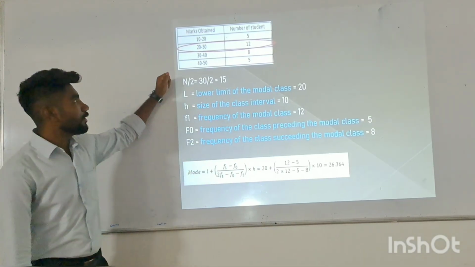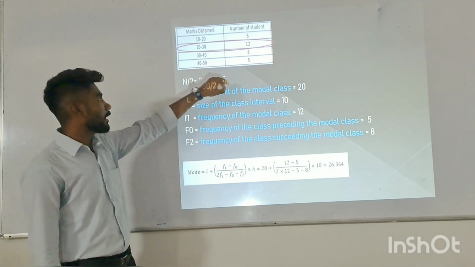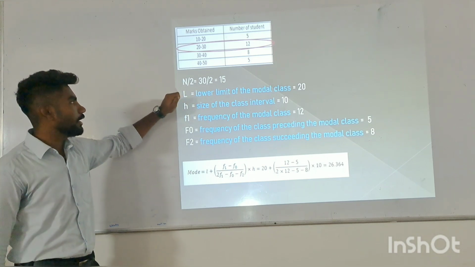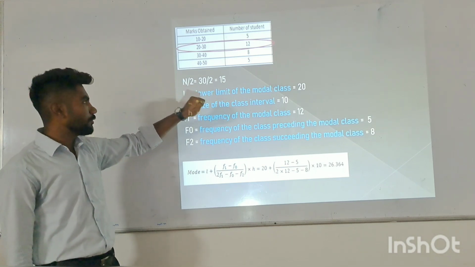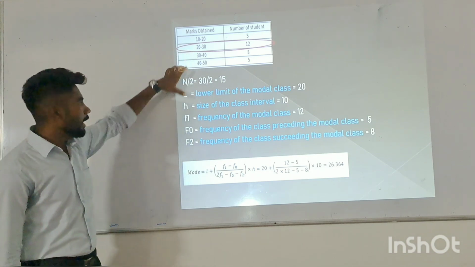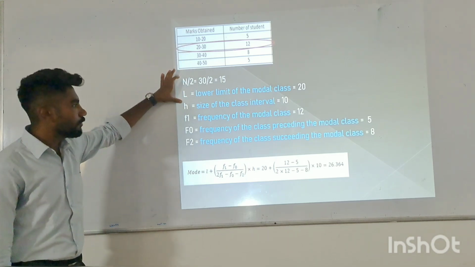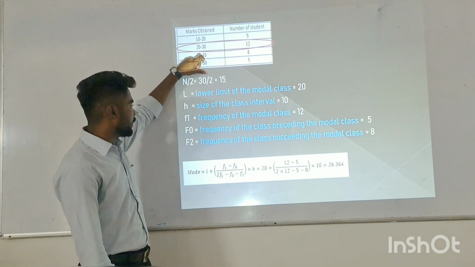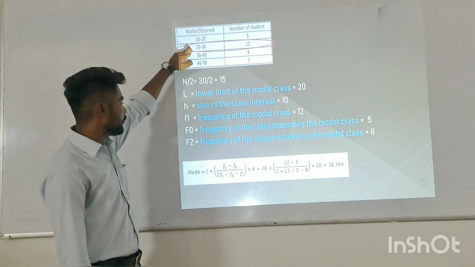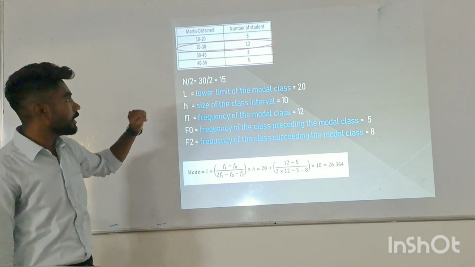So this is an example of mode, with marks and number of students. Firstly, we calculate the total number of students, which is 30, and to find n by 2, we divide 30 by 2, which is 15. L, the lower limit of the modal class, is 20. H, the size of the class interval, is 10. F1, the frequency of the modal class, is 12, and F0, the frequency of the class preceding the modal class, is 5. F2, the frequency of the class succeeding the modal class, is 8.